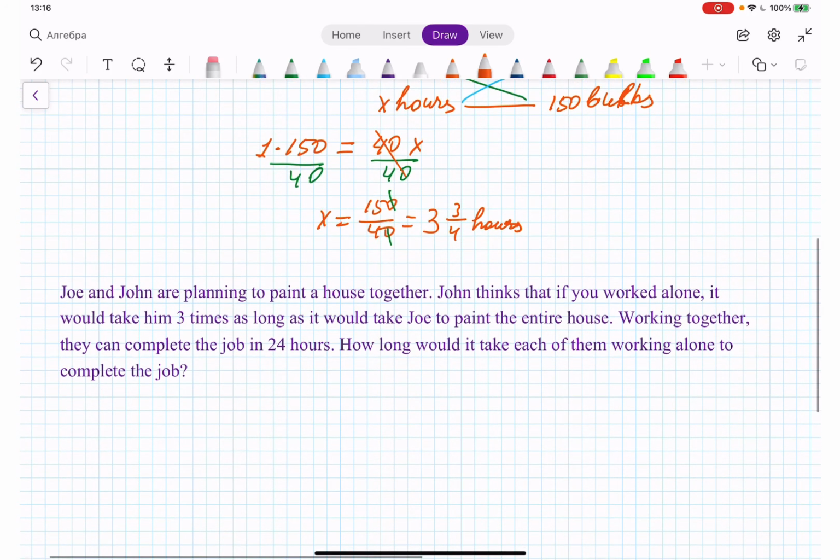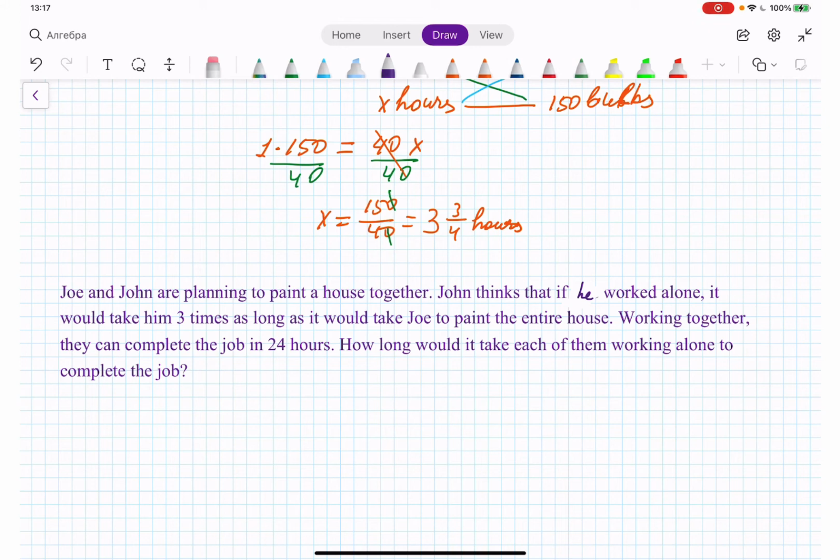Joe and John are planning to paint a house together. John thinks that if he worked alone, it would take him 3 times as long as it would take Joe to paint the entire house. Okay, let's write down time.